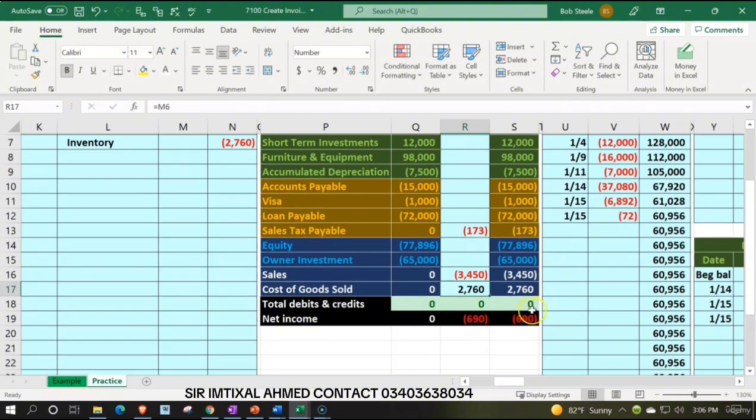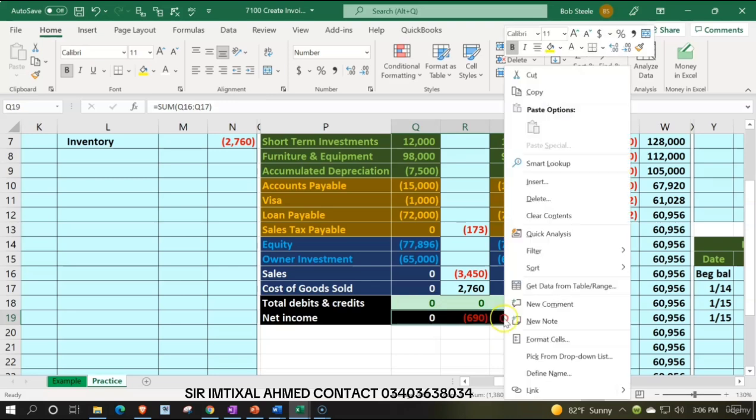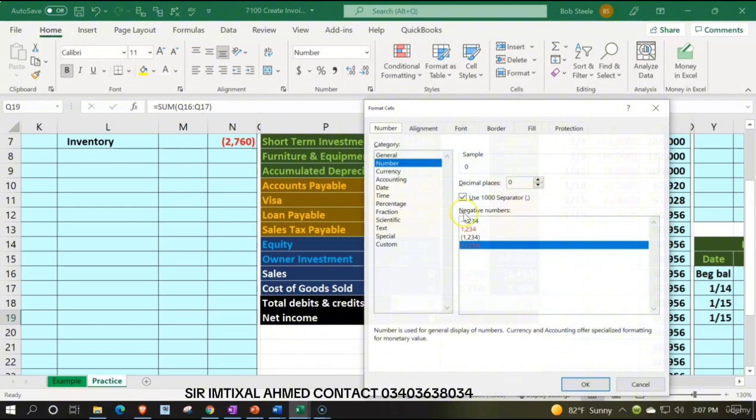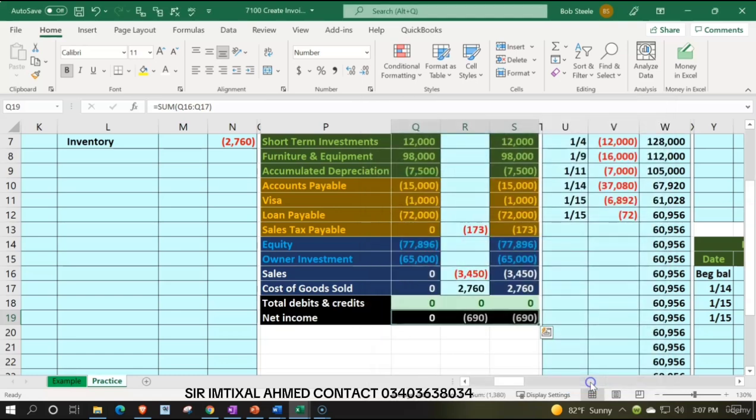Notice that sales went up in the credit direction, which kind of throws people off a little bit. The fact that it's red kind of throws it off. So what I'm going to do is select these three and right click on it. I'm going to go to format cells, then currency, and make the brackets just bracketed, but not red. And then you might even make it green if it's bracketed.